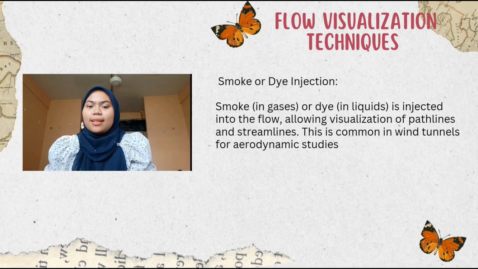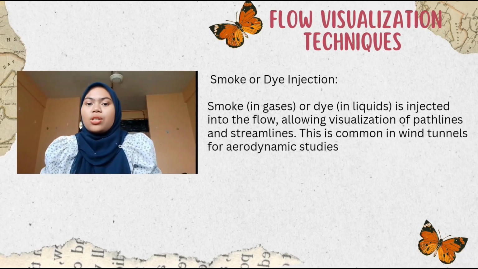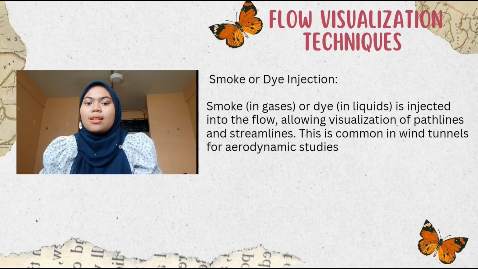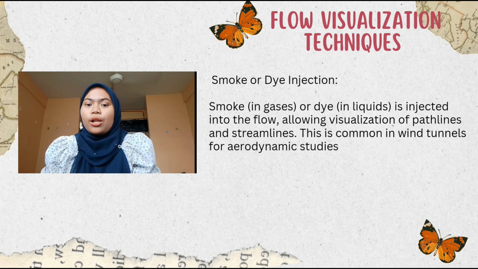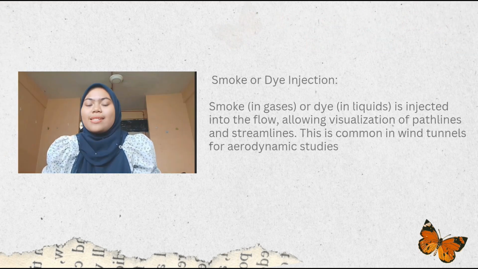Flow visualization techniques include smoke or dye injection. Smoke in gases or dye in liquids is injected into the flow, allowing visualization of pathlines and streamlines. This is common in wind tunnels for aerodynamic study.